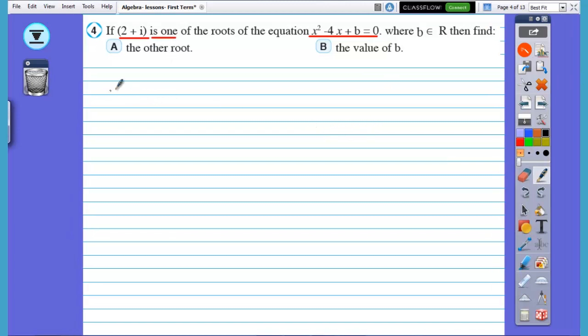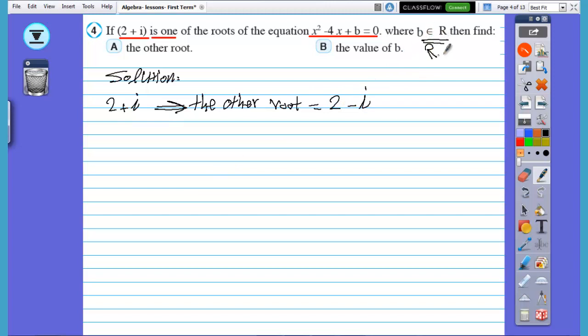So, solution: if 2 plus i is one of the two roots, then the other root will be the conjugate of the first root. The first root is 2 plus i. Its conjugate equals 2 minus i. Here, where b belongs to R, means b is a real number. Find the other root.